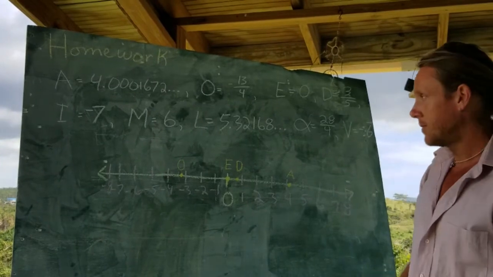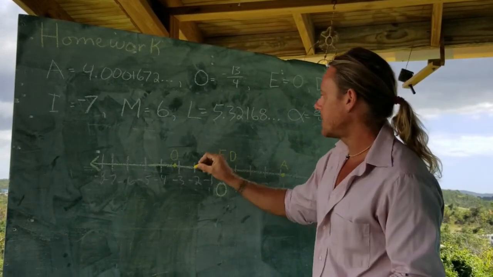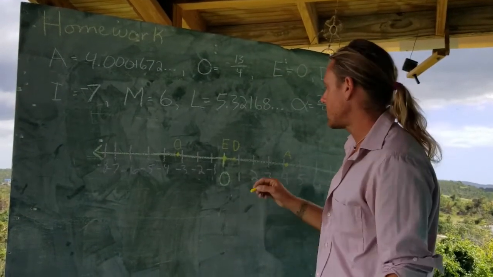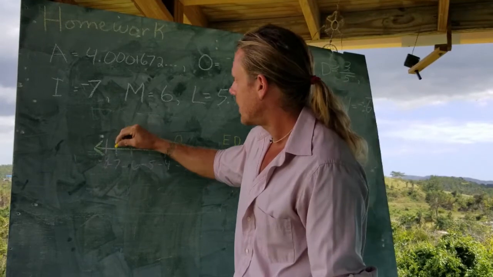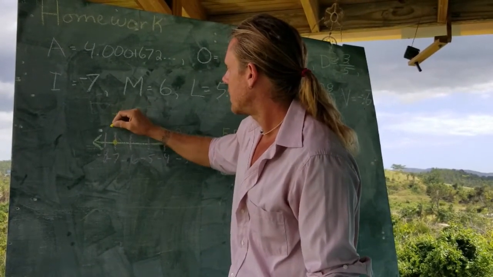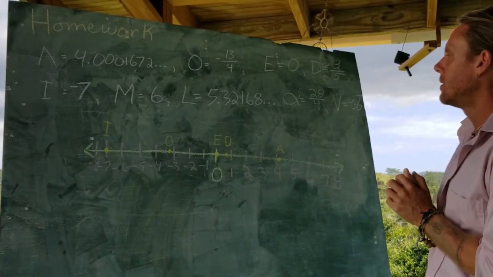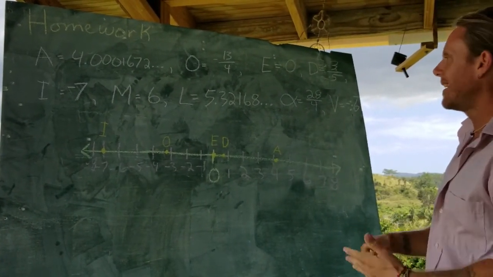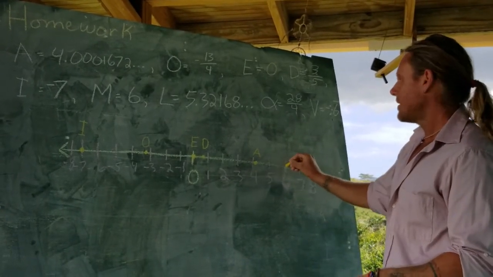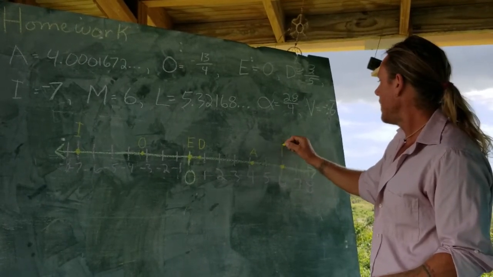Next one, I is equal to negative 7. An integer, a rational number. Fairly easy on this one. In fact, the integers are our markers to kind of keep us somewhat spaced correctly. So negative 7. This is point I. Next one, M. M is equal to 6. Another nice integer. Aren't I nice on this assignment? 6 right here. This is point M.